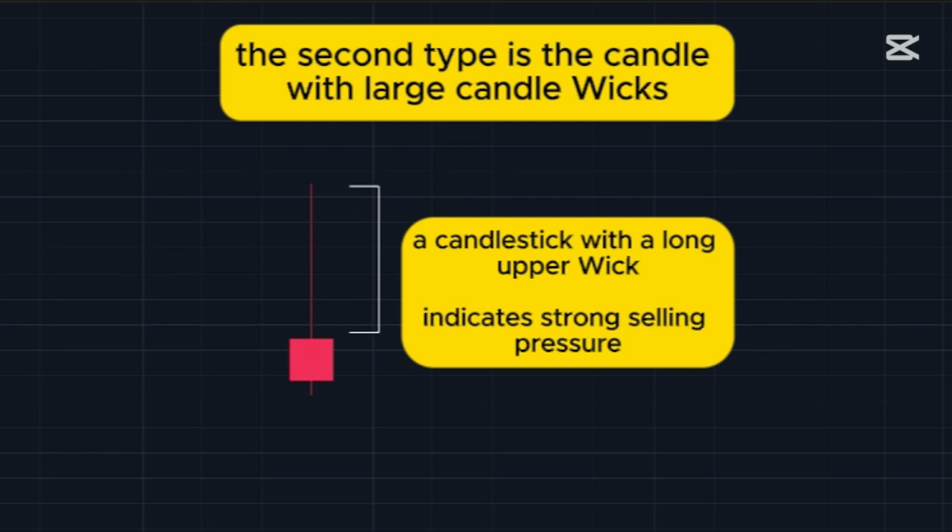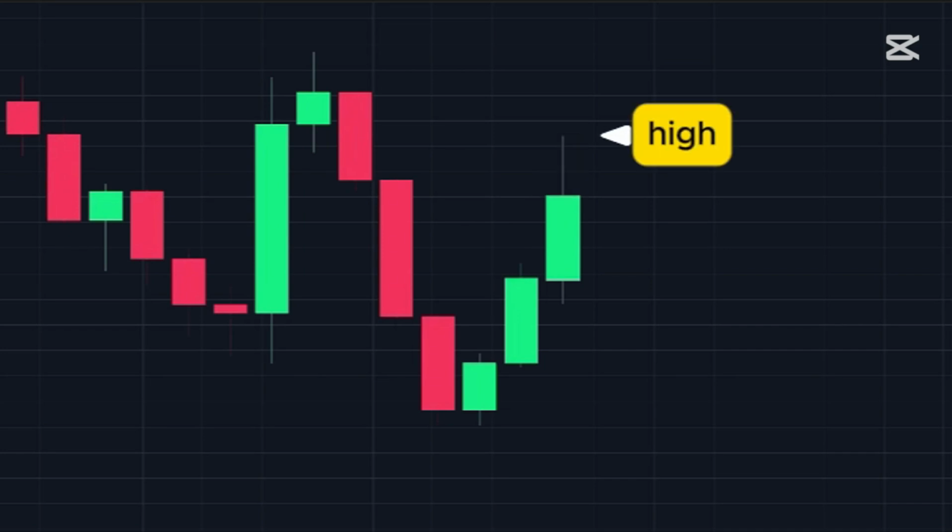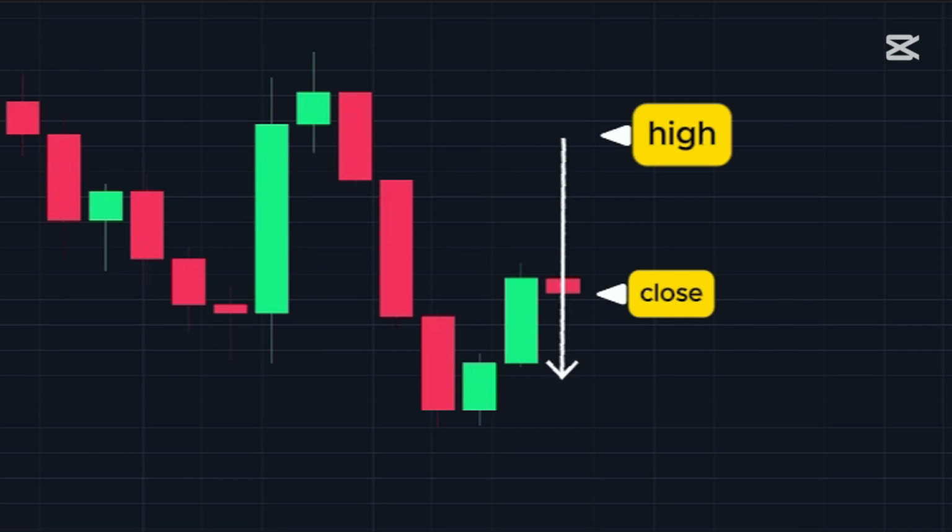For the exact opposite, a candlestick with a long upper wick indicates strong selling pressure. This is due to the long candle wick above. Prices have gone up at some point and reached a high level. However, before the candle closes, the sellers tried to reject this bullish move and push the price down. This is why the candle wicks are long. The above shows strong selling pressure.